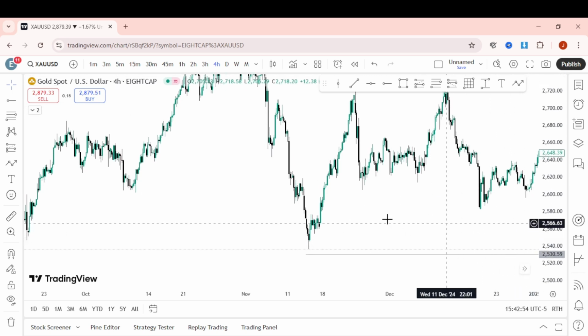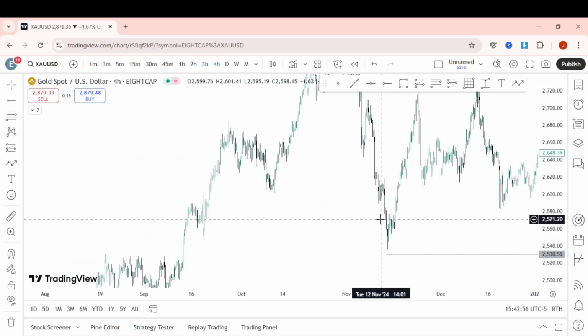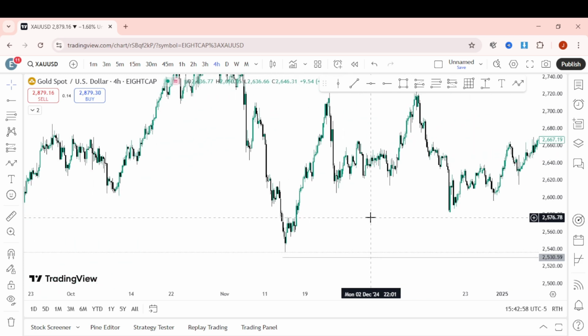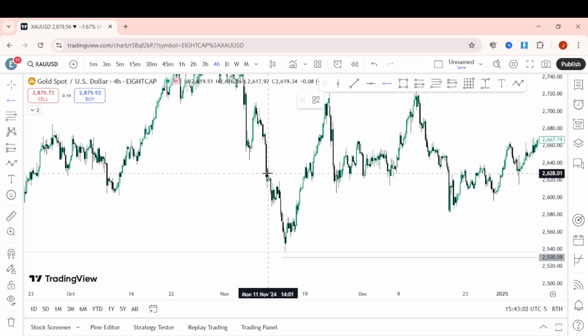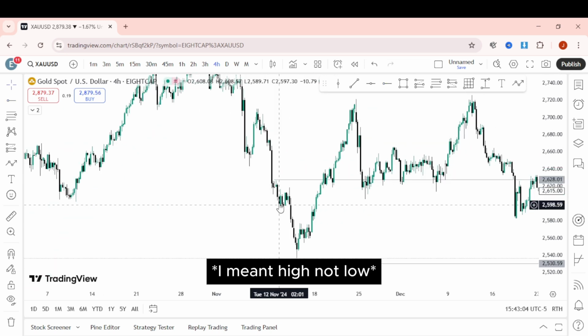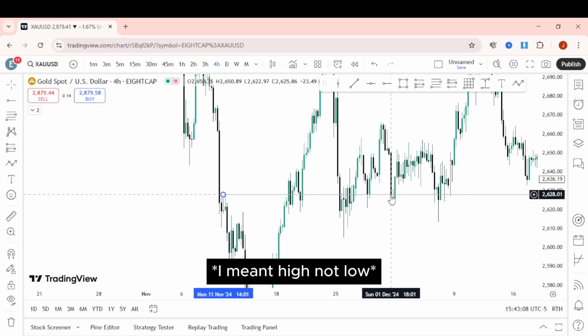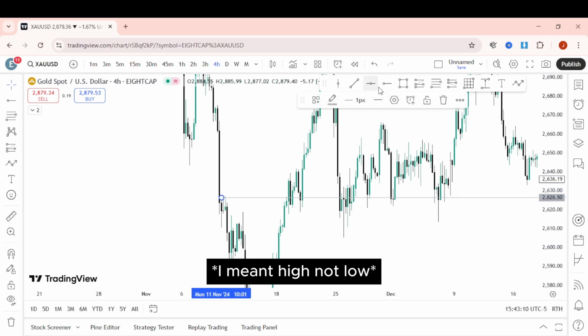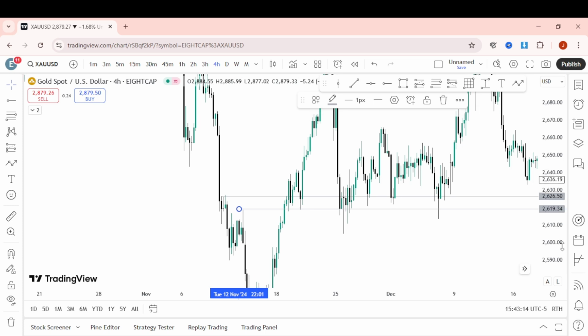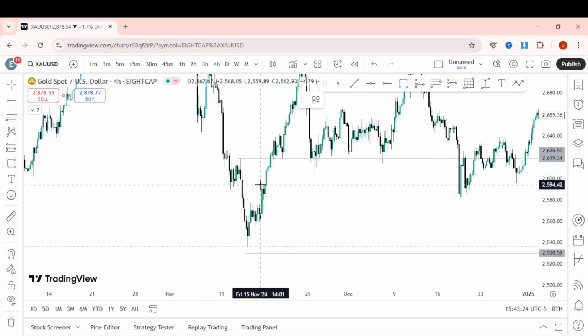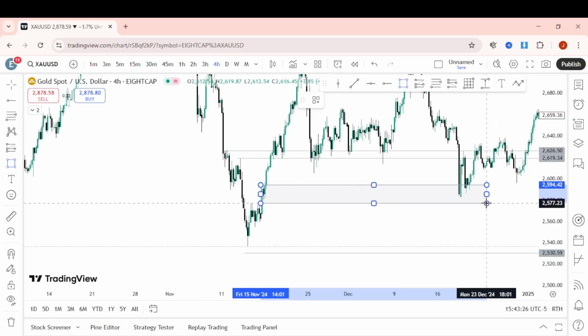So on a 4-hour chart, yeah, you can see the structure right here. This is a low. You could call it a sell stop. This is a low. This as well is a low. So you can see this all about right here. So price came all the way down.